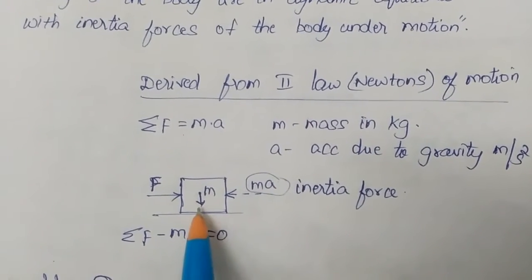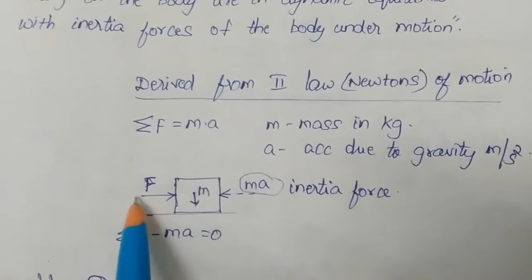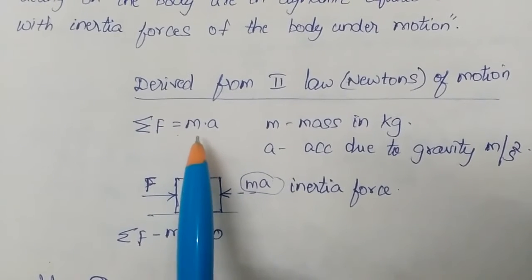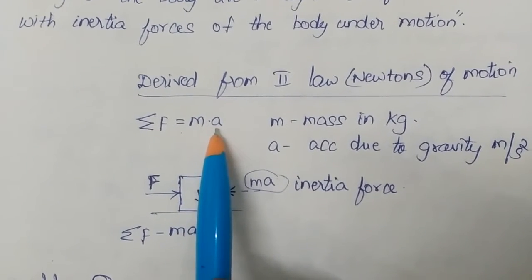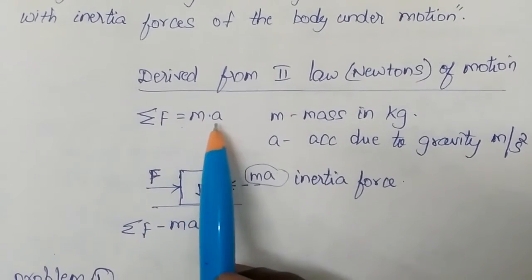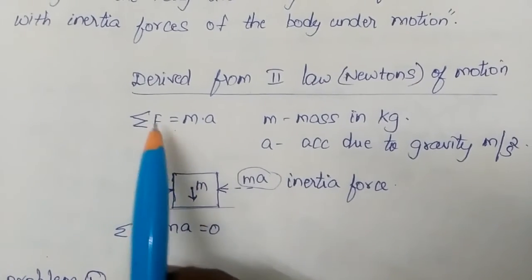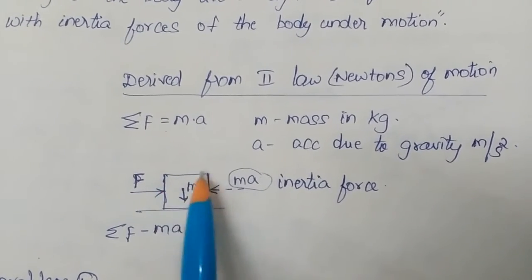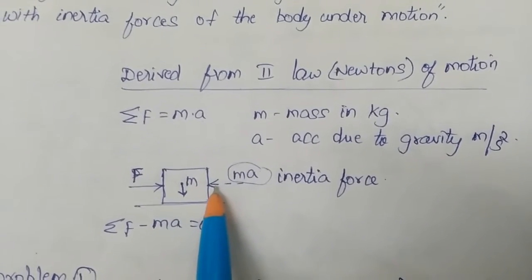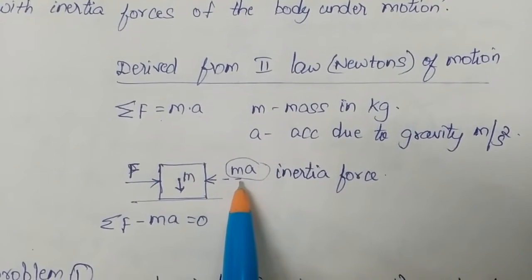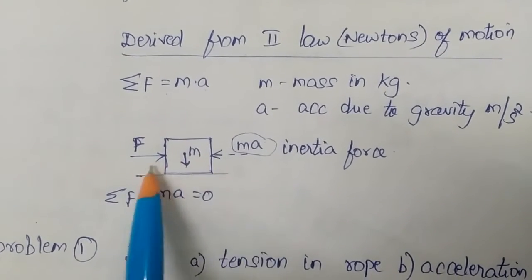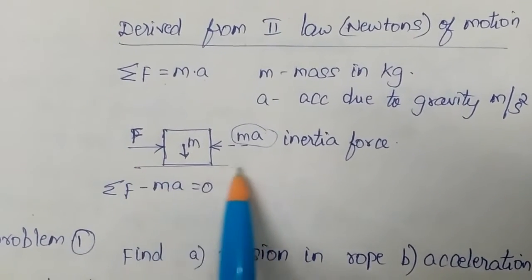Consider a body of mass m, and if a force F is applied here, this body will be moving with an acceleration a. So this mass into acceleration will be the force applied on this body. D'Alembert's principle states that there will be an imaginary force exerted on this body, acting in the opposite direction of the motion of the body.